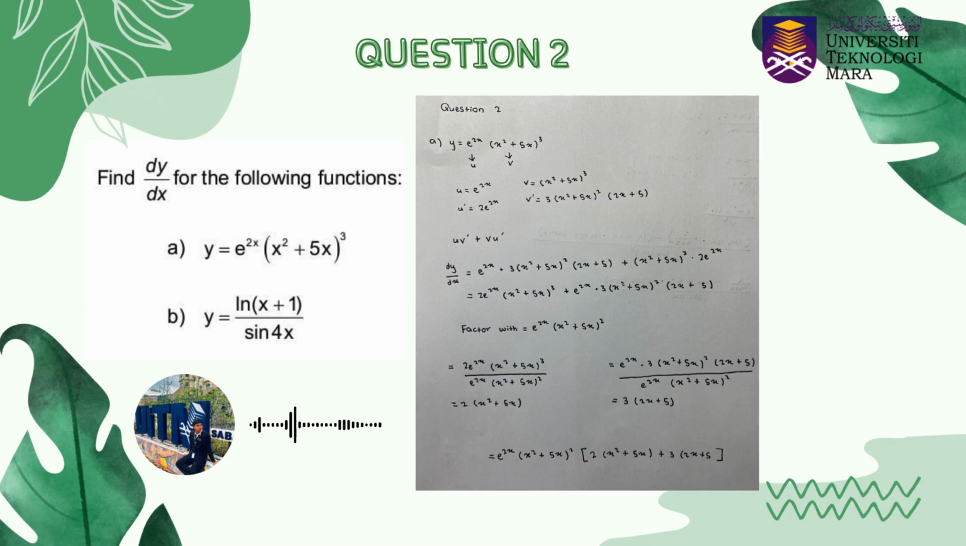Both terms have a common factor, so we can factor out e to the 2x and x squared plus 5x squared. When we factor those out, we get the final simplified form: e to the 2x times the quantity x squared plus 5x squared, all multiplied by the quantity 2 times x squared plus 5x plus 3 times the quantity 2x plus 5.